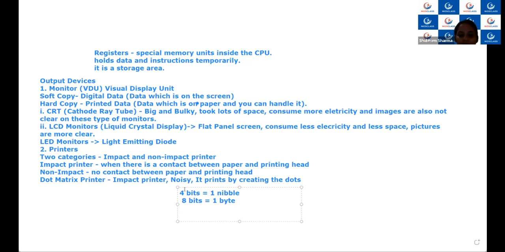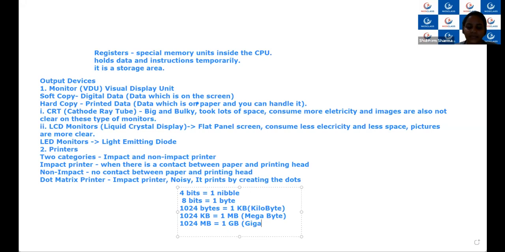Then comes 1024 bytes, which is equal to 1 kilobyte. This is kilobyte. Again, 1024 kilobytes is equal to 1 MB, that is megabyte. Fine. 1024 megabytes is equal to 1 gigabyte. This is gigabytes. So when 4 bits combine, it makes 1 nibble. When 8 bits combine, it makes 1 byte. 1024 bytes is equal to 1 kilobyte, and so on. It goes on like this. So is this clear till now?